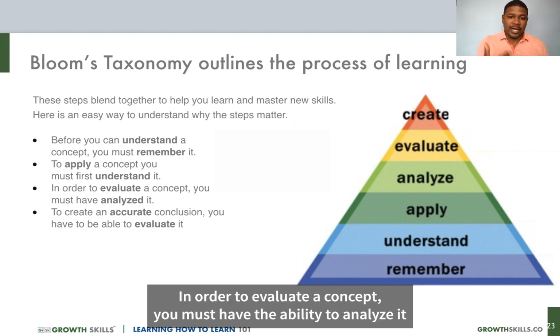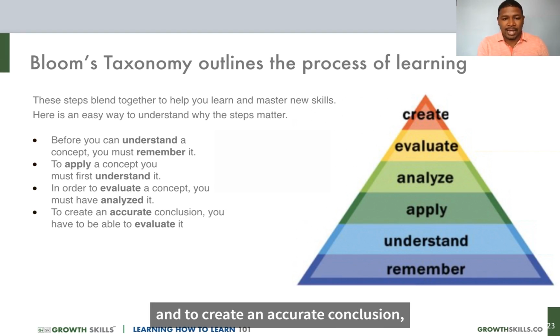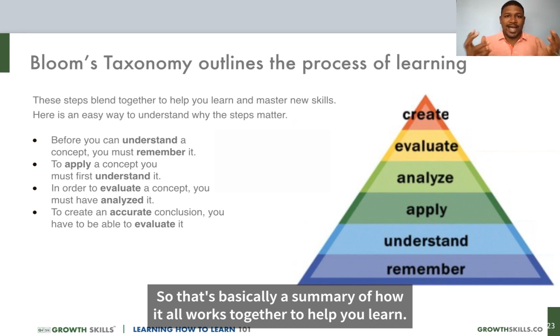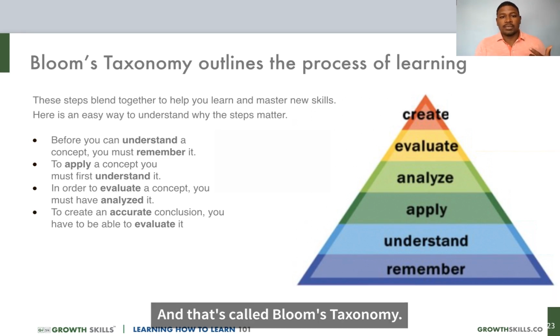In order to evaluate a concept, you must have the ability to analyze it. And to create an accurate conclusion, you have to be able to evaluate it, right? So that's basically a summary of how it all works together to help you learn. And that's called Bloom's taxonomy.